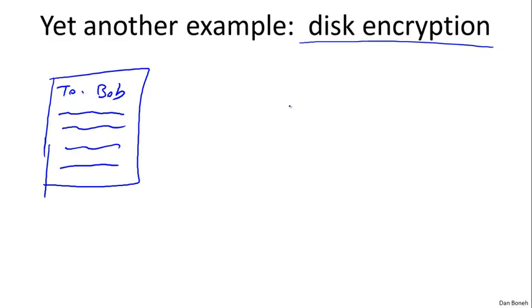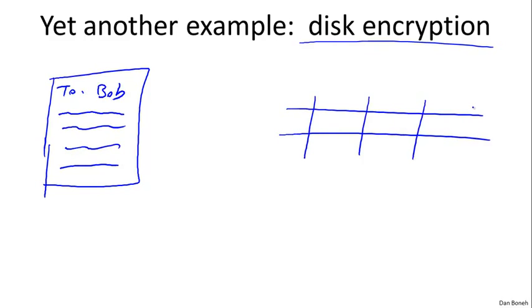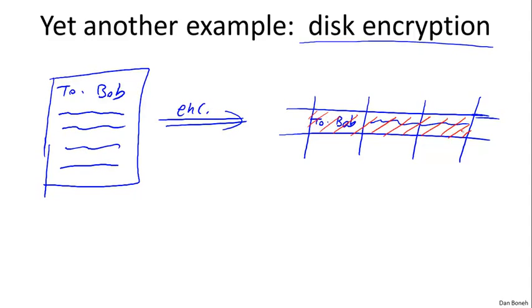When this is stored on disk, here we have our disk, the file is going to get broken into blocks. And when we actually store this on disk, things will be encrypted. So maybe "To Bob" will go into the first block, and then the rest of the content will go into the remaining blocks. But of course, this is all encrypted, so I'll use these lines here to denote the fact that this is encrypted, and an attacker looking at the disk has no idea what the contents of the message is.